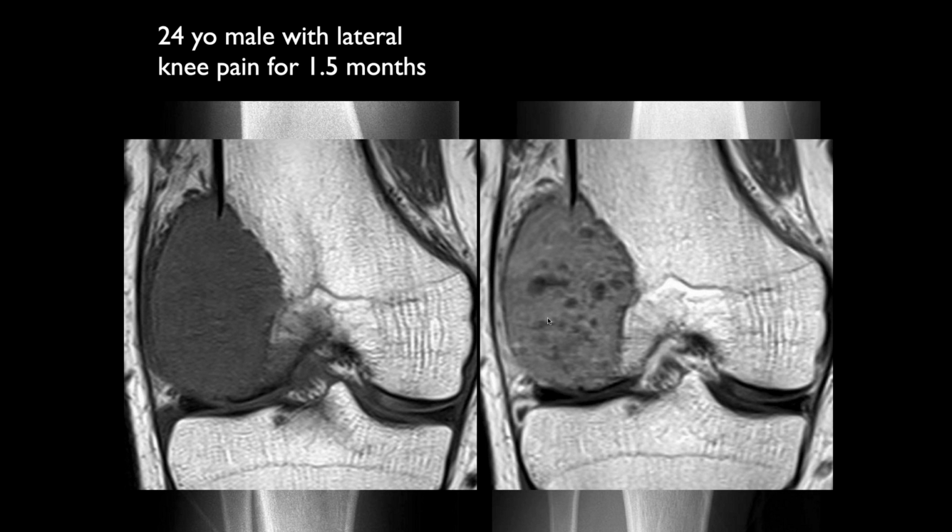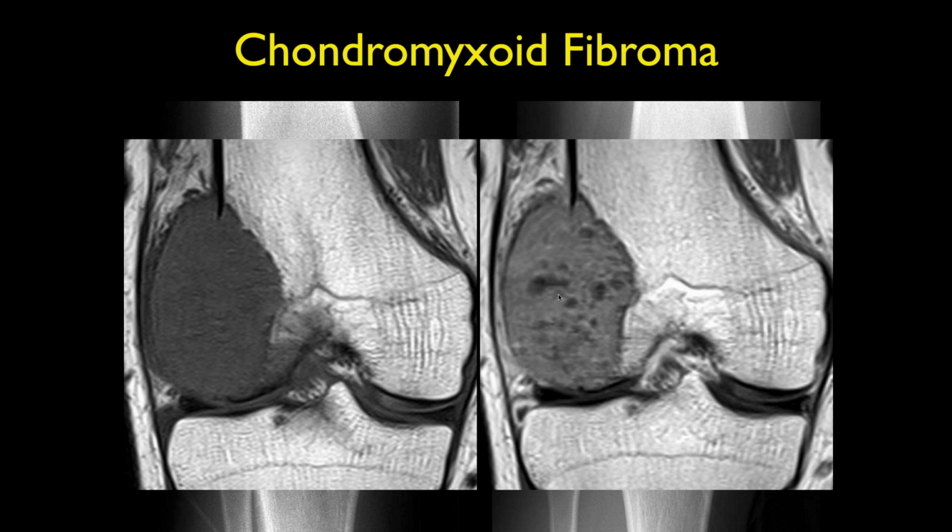But it doesn't have the typical MR signal intensity of either an aneurysmal bone cyst. That's for sure. So really, these really are more cartilaginous foci. So this was a chondromyxoid fibroma, which is, in my experience, a very rare lesion.